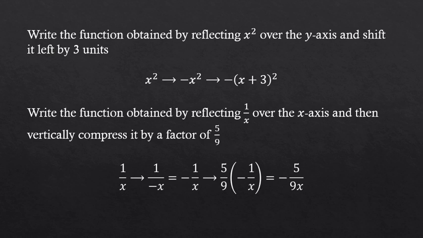And then vertically compress it by a factor of 5/9. You're just taking this thing here that you had and you're multiplying it by 5/9. And that gives you minus 5 divided by 9x.